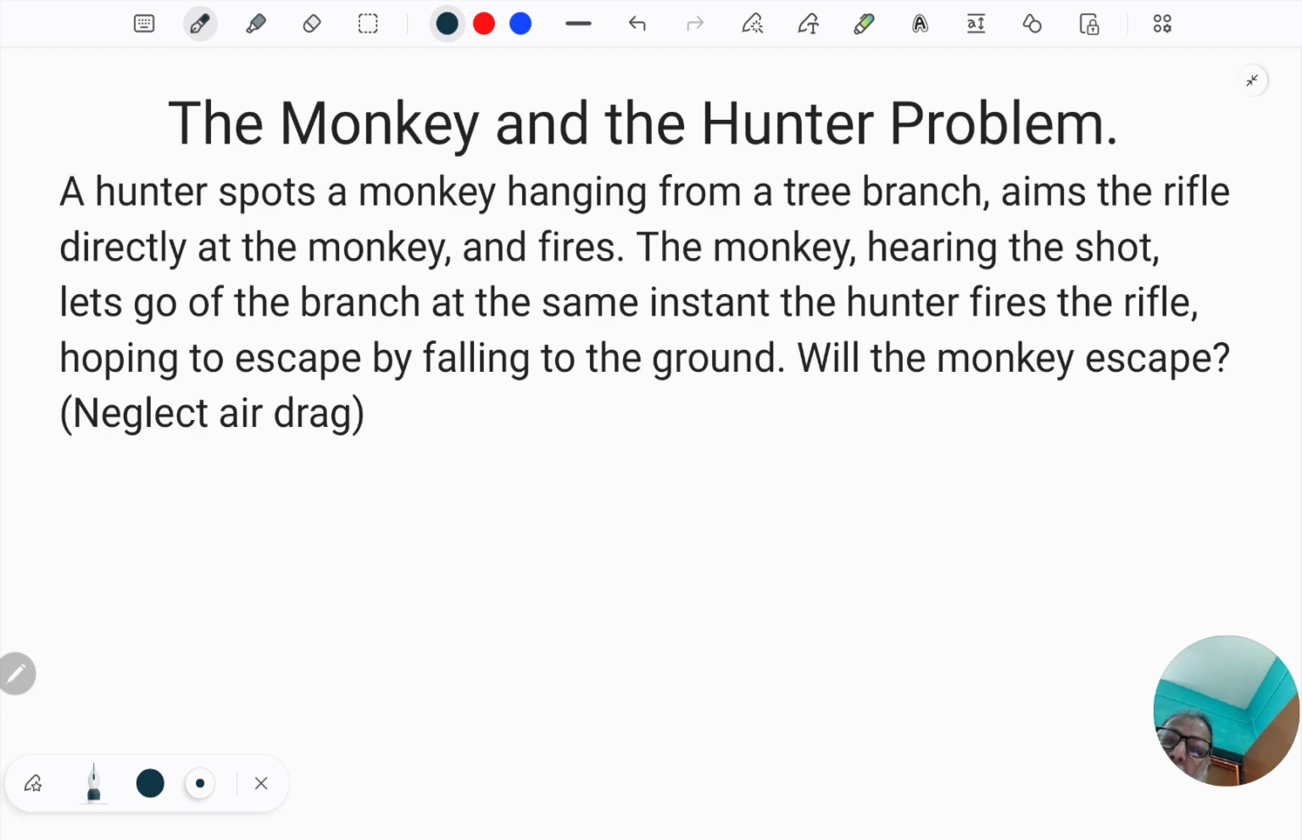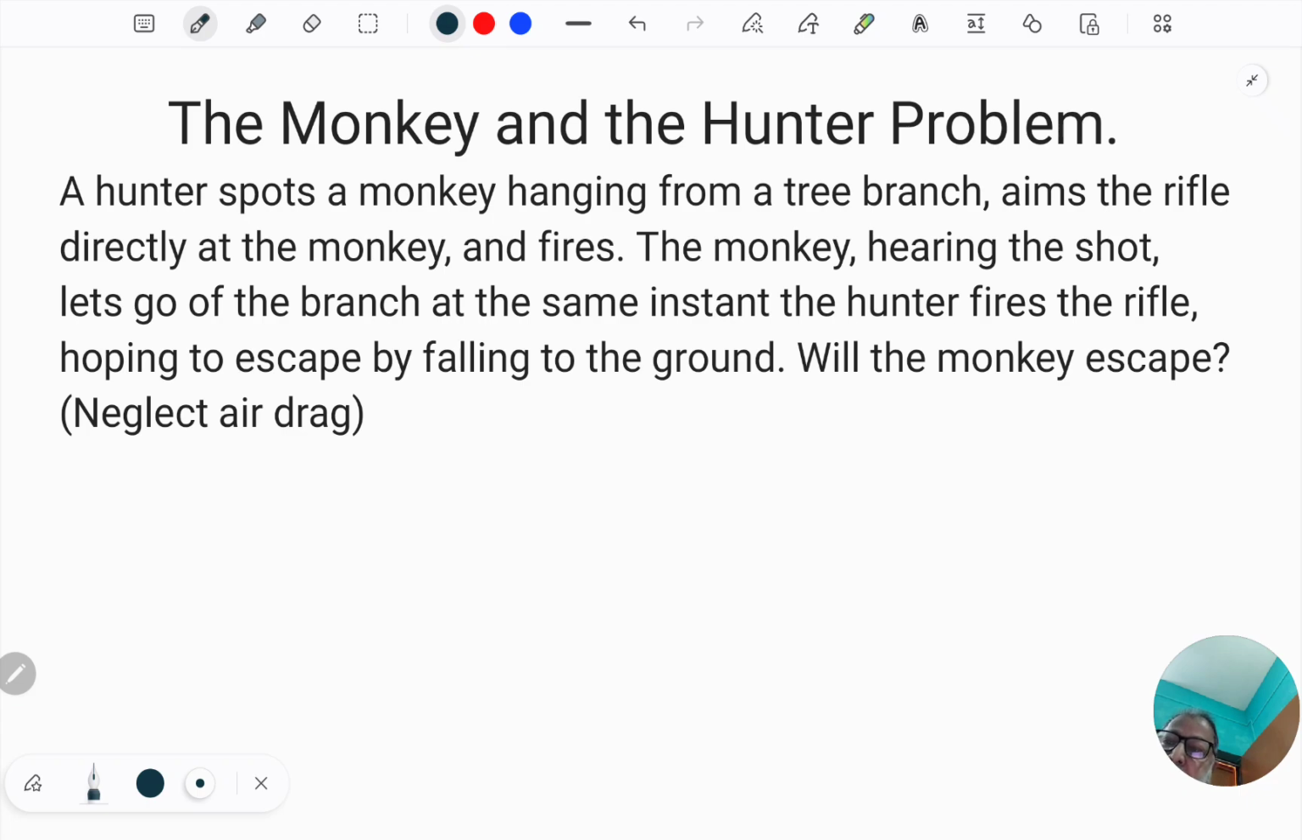Today I discuss this monkey and the hunter problem, a famous problem in the study of projectile motion. This problem will illustrate the importance of the frame of reference in solving physics problems, especially mechanics and kinematics problems.